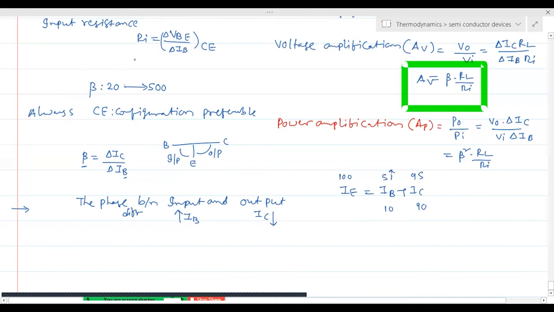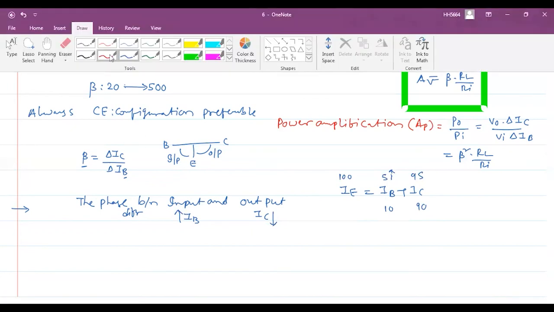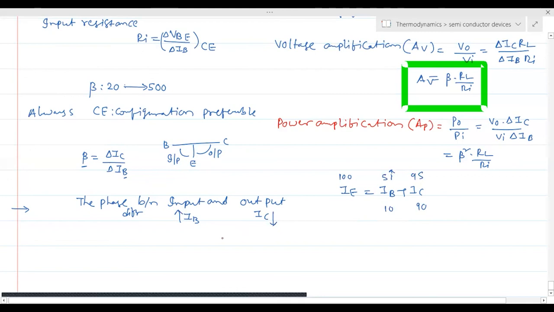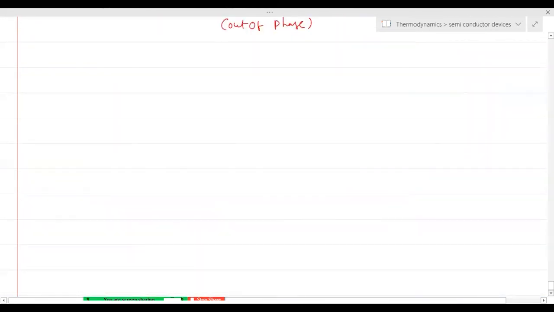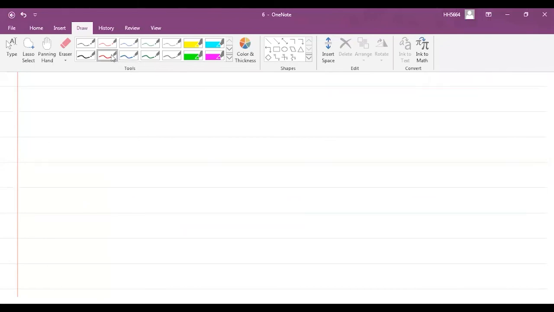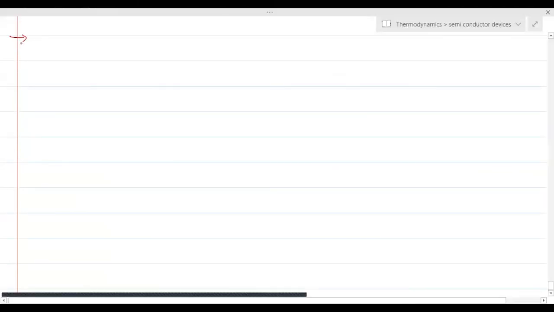So obviously, in CE configuration, we have out of phase. The phase difference between input and output is pi radians. So simply we will call it out of phase. Now we will understand the remaining things very easily and conveniently.